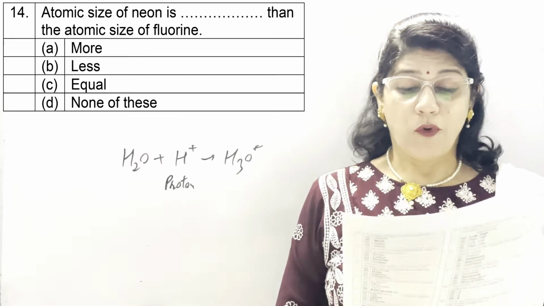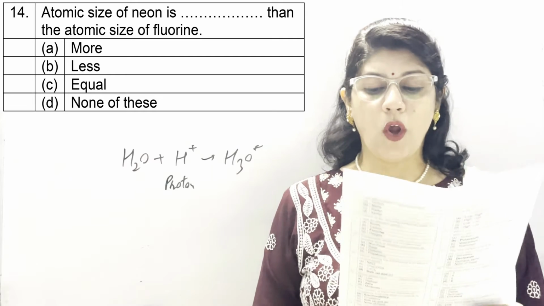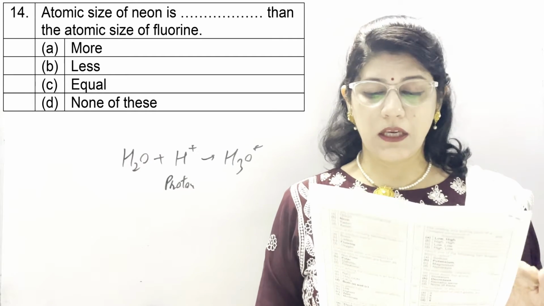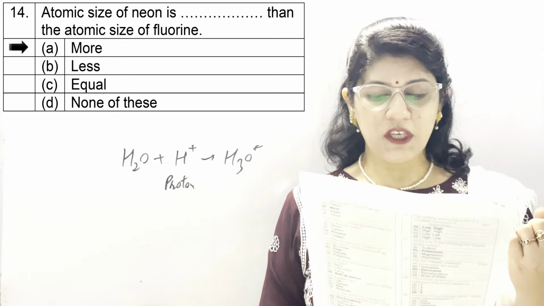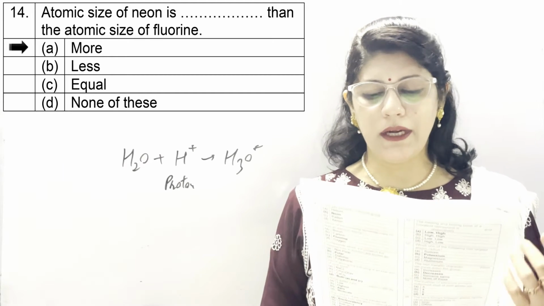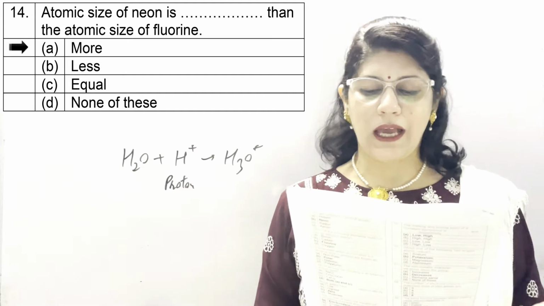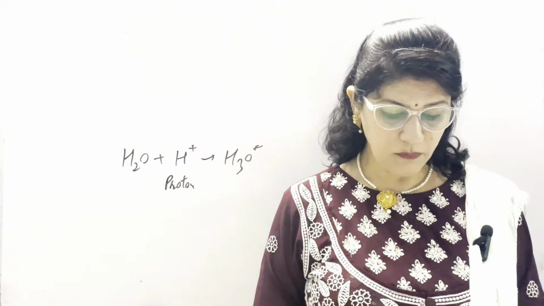octet. 14 says atomic size of neon is dash than the atomic size of fluorine. Answer is more. A option is more, B is less, C is equal and D is none of these because we know that neon is an inert gas. So its size is more than fluorine.